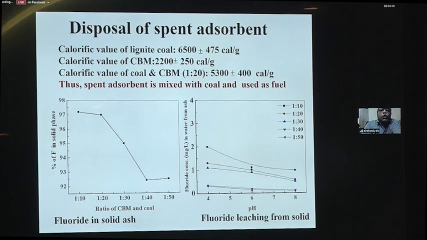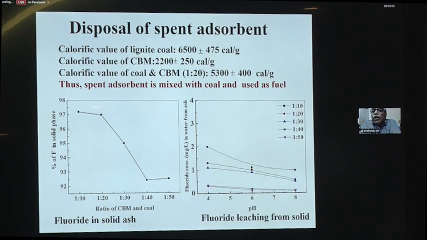The disposal of the spent adsorbent is also very important, because it contains lots of carbon. It has a calorific value of 2,200 calorie per gram, although it is less than lignitic coal. So the spent material can be mixed in a 1:20 ratio with the lignite coal, and it can be simply burnt out.